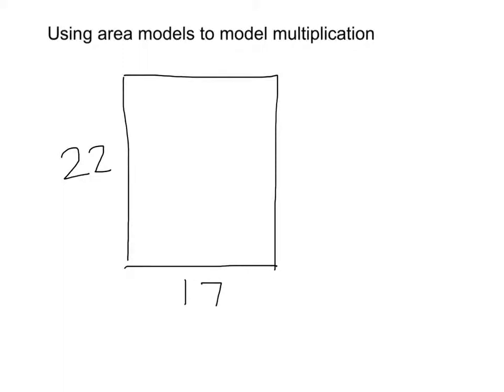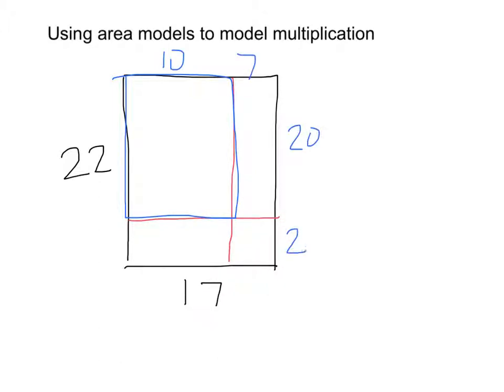Okay, so here we have a rectangle that is 22 by 17, and as we previously discussed, we can split it up into 4 smaller rectangles, yes? Okay, now what are the dimensions of this rectangle right here? If this is 10, this is 7, like we said earlier, this is 20, and this is 2. What are the dimensions of this rectangle right here that I outlined in blue?